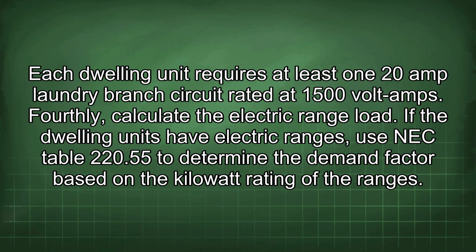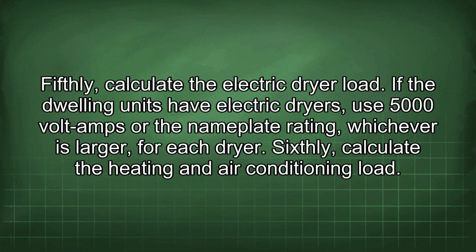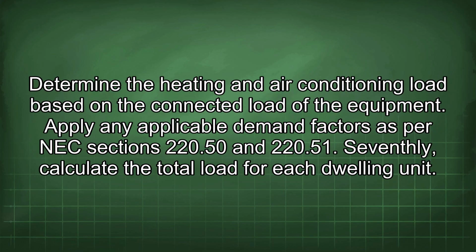Fourthly, calculate the electric range load. If the dwelling units have electric ranges, use NEC Table 220.55 to determine the demand factor based on the kilowatt rating of the ranges. Fifthly, calculate the electric dryer load. If the dwelling units have electric dryers, use 5000 volt-amps or the nameplate rating, whichever is larger, for each dryer. Sixthly, calculate the heating and air conditioning load. Determine the heating and air conditioning load based on the connected load of the equipment.